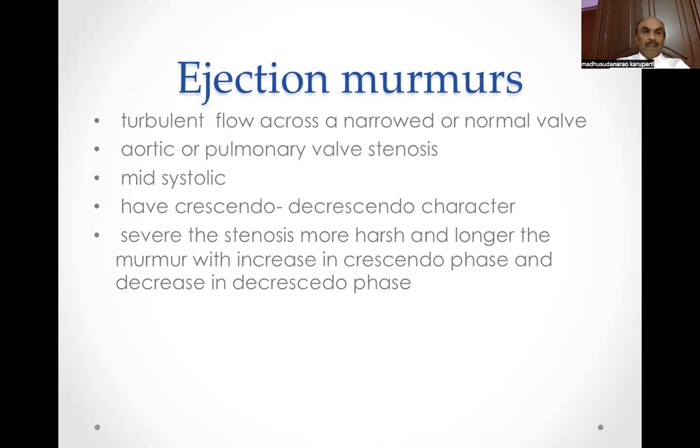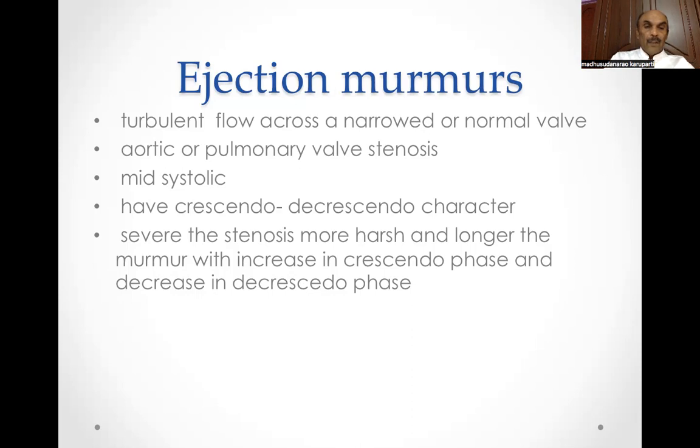Ejection murmurs: the turbulent flow across a narrowed or normal valve during systole is called an ejection murmur. The ejection murmurs are a characteristic feature of aortic and pulmonary valve stenosis. They are usually mid-systolic and have a crescendo and decrescendo character. Crescendo means ascending intensity, and decrescendo means decreasing loudness.